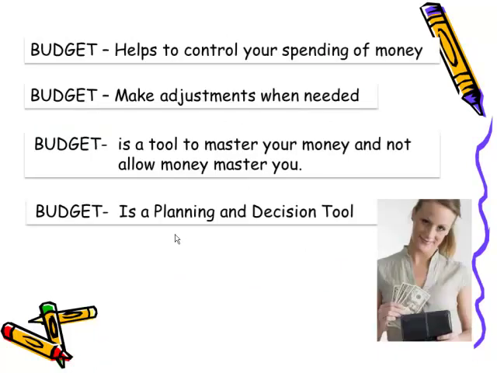Now understand a budget will help control your spending of money, and that's the purpose of a budget, to help you control your spending of your money. It helps make adjustments when needed, so it's not really hardcore. It's a focus on where you're going to put the money, but you can adjust it as you need to, depending on how things arise. And then also it's a tool to master your money and not allow money to master you, as we talked about in that book report that you did earlier about how to master money. And then it's a basic tool to help planning and decision making, that you can make plans and decisions on what you would do with that money.